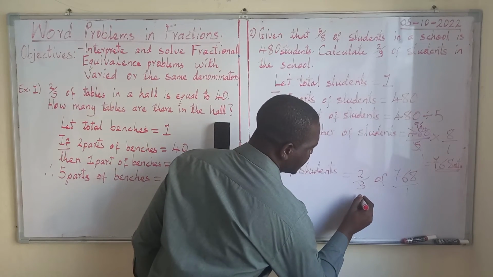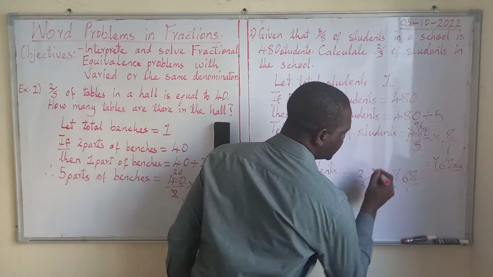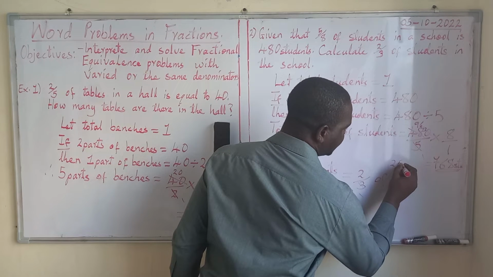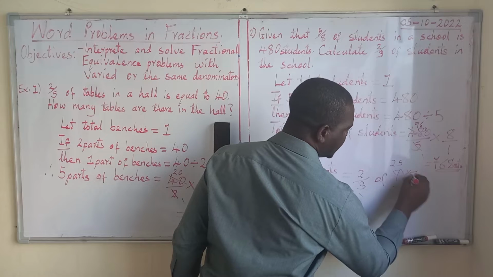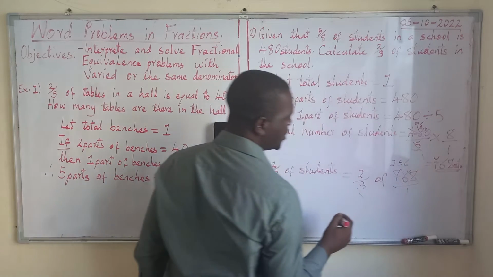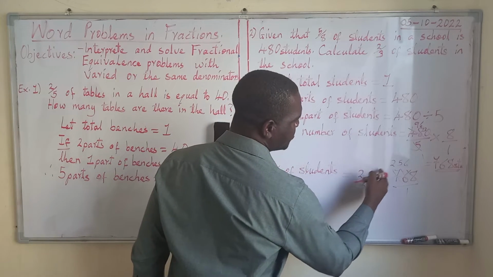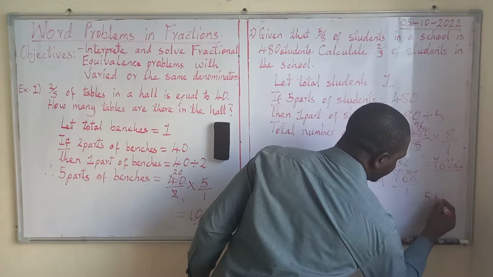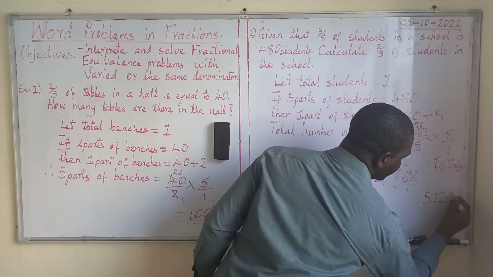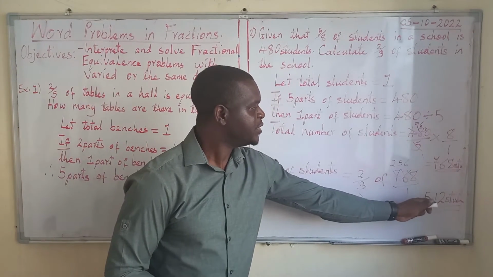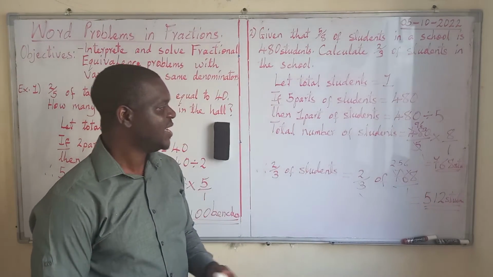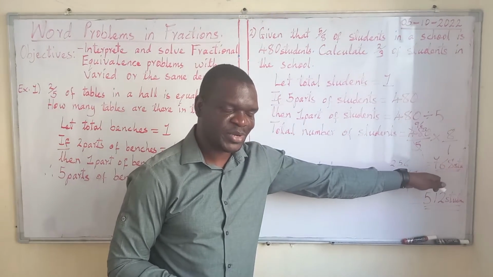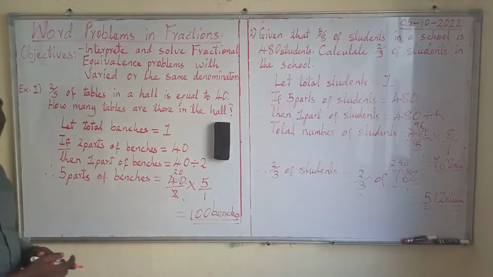3 can divide itself 1 time. 3 can divide 7 2 times, remainder 1. 3 can divide 16 5 times, remainder 1. And 3 can divide 18 6 times. So we have 2 times 256, which is going to give 512 students. This is 2/3 of the total number of students. And to get here, first, you must arrive at the total number of students, which is what we did in our first example.